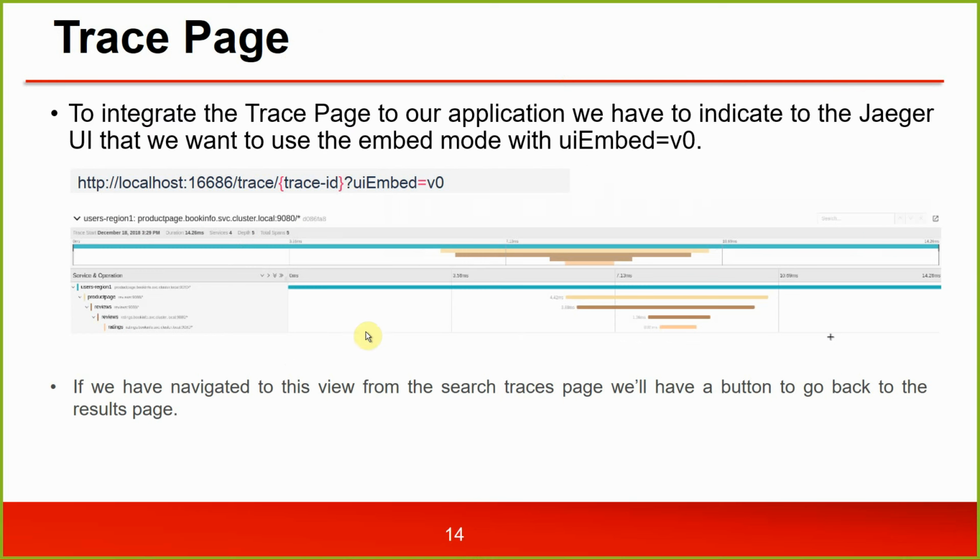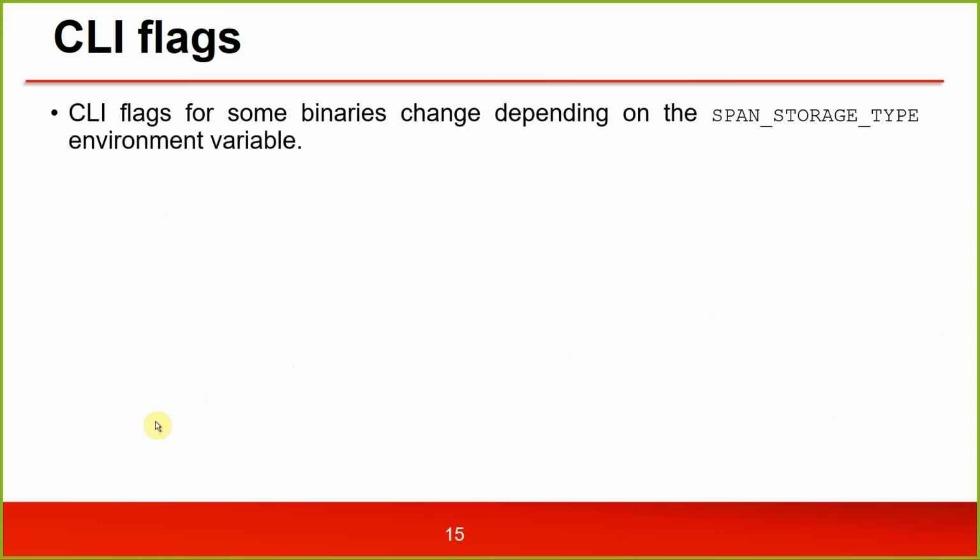Same thing can be done on the trace page, like here. To integrate the trace page into our application, we have to indicate to Jaeger UI that we want to use the embedded mode with the same setting. So here, this is the trace ID, then a question mark, and then uiEmbed=v0. If we have navigated to this view from the search page, we'll have a button to go back to the result page.